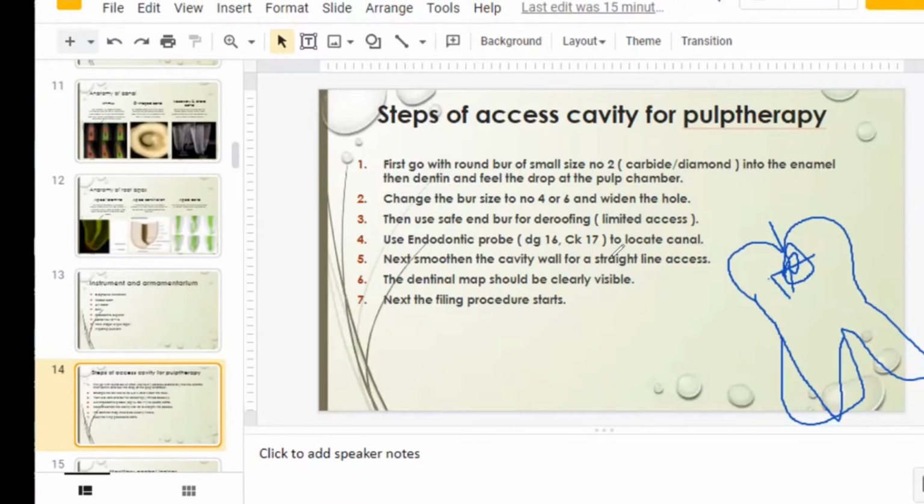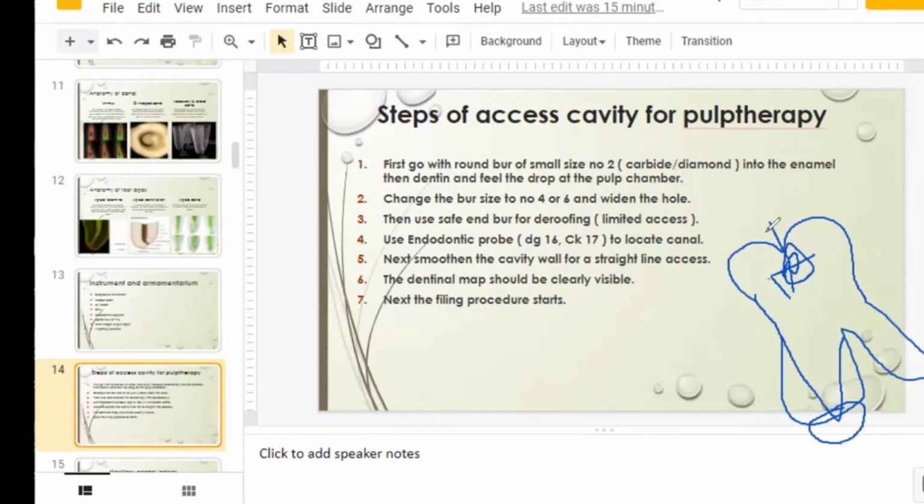Then smoothen the cavity walls to form a straight line axis. Why do we need a straight line axis? We need this apex; our target is to reach this apex. My GPs, my files, my irrigation solution, everything should reach here. So to reach here, I have to plan this part.